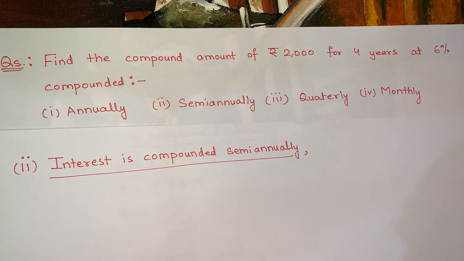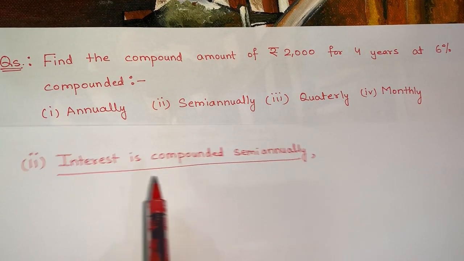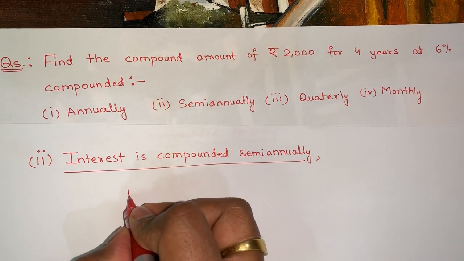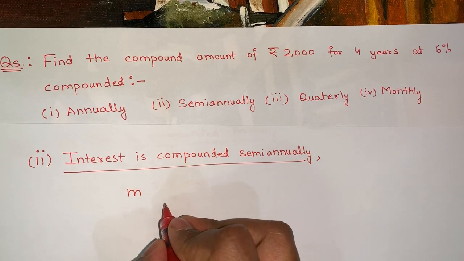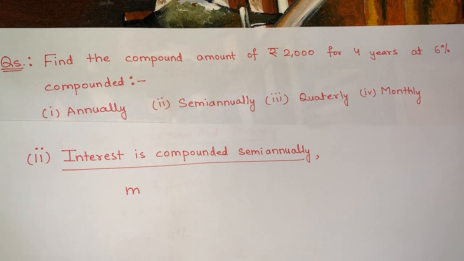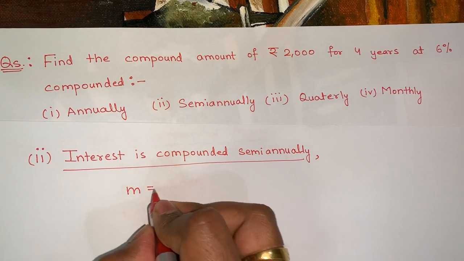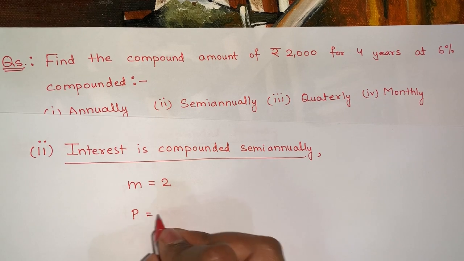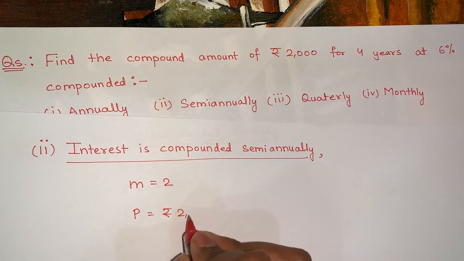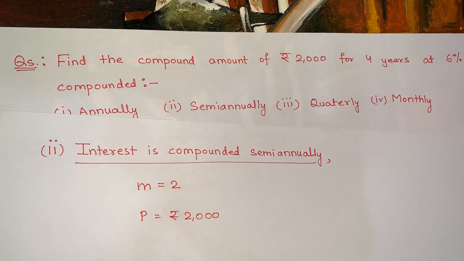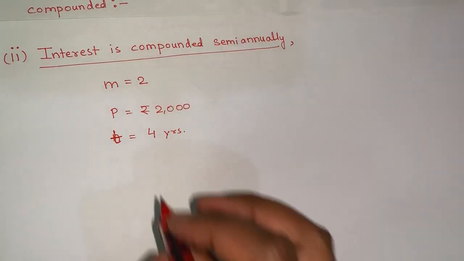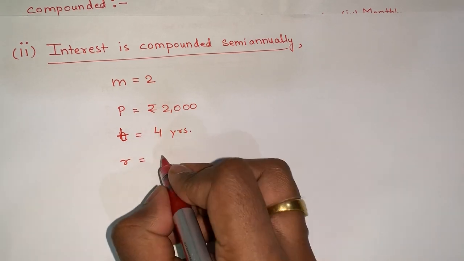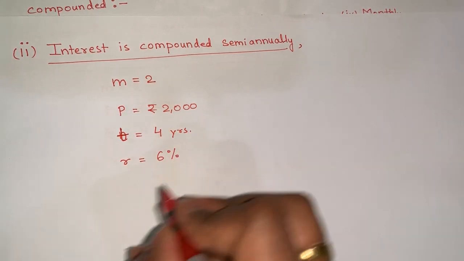So now let's solve the second part. Now if interest is compounded semi-annually, then what would happen? If interest is compounded semi-annually, how many times a year am I compounding the interest? I am compounding 2 times. So my m is equal to 2. My principal is similar as it is, rupees 2000. Time is 4 years. Rate of interest is 6% per annum.